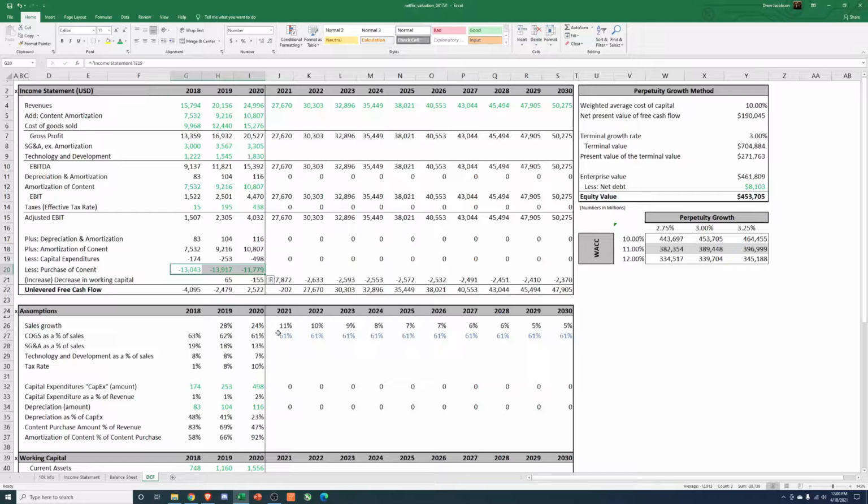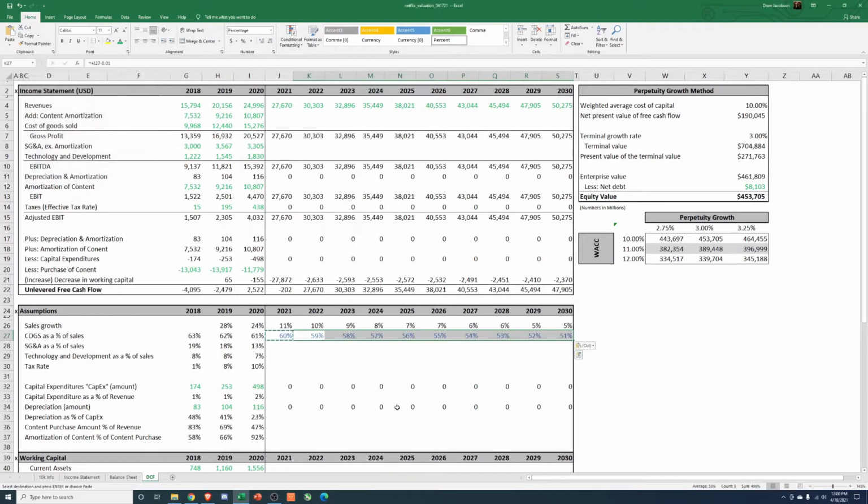So maybe leaving this flat isn't the best. Maybe we'll stick with the trend and have it going down 1% a year, and we might get something crazy here. I don't know, we'll see how it all plays out.